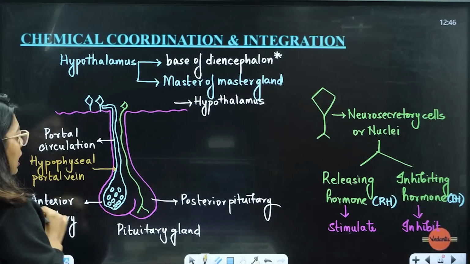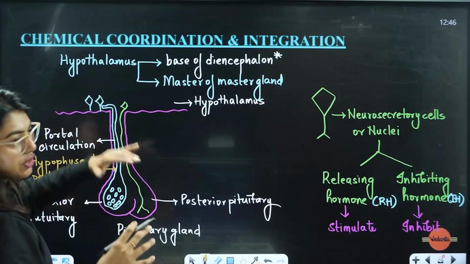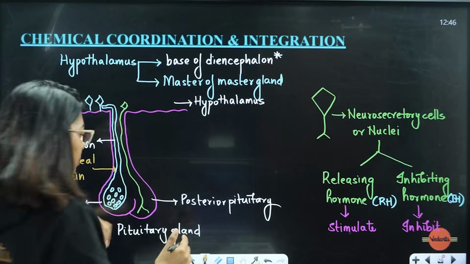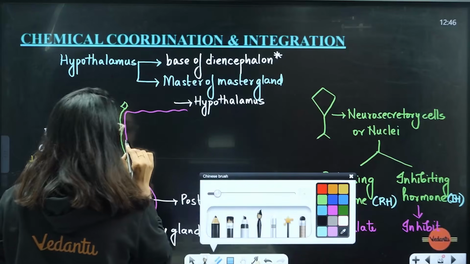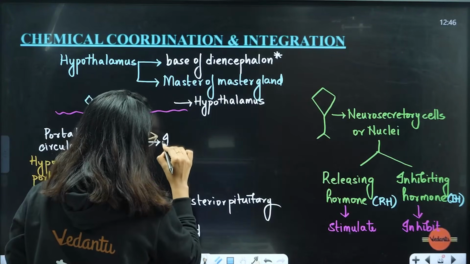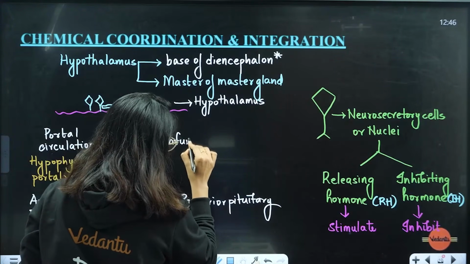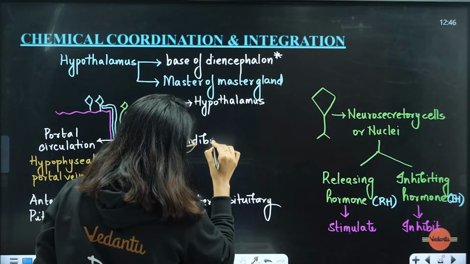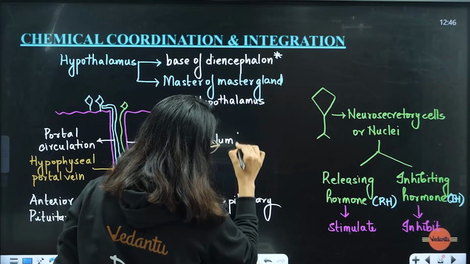Now, students, this stalk-like structure which is connecting the hypothalamus and the pituitary is going to be called an infundibulum or a stalk. Infundibulum or a stalk.